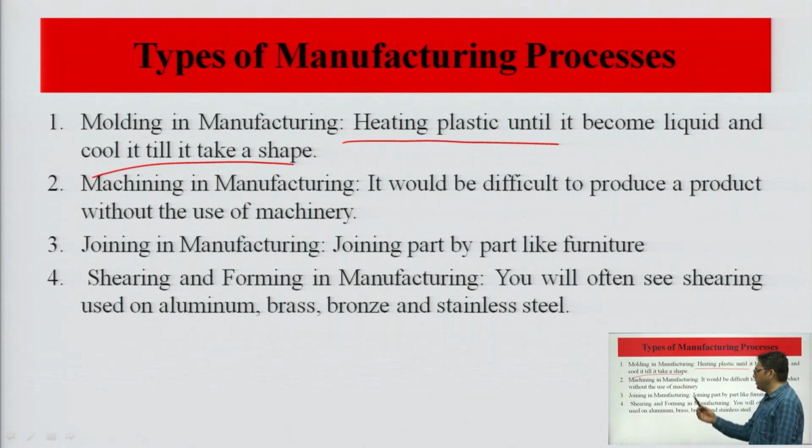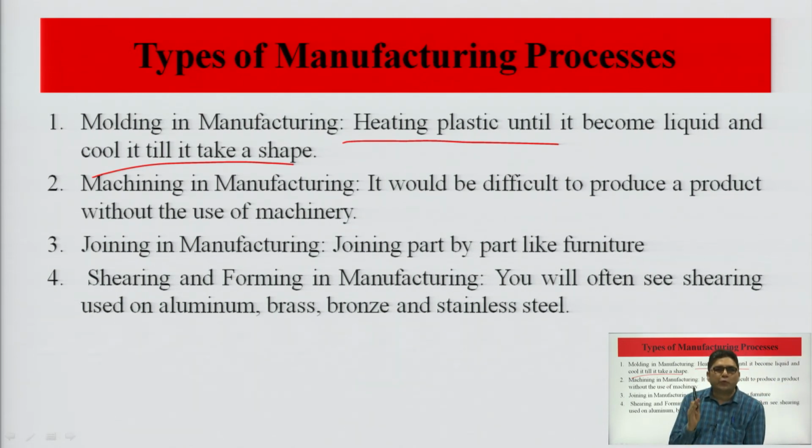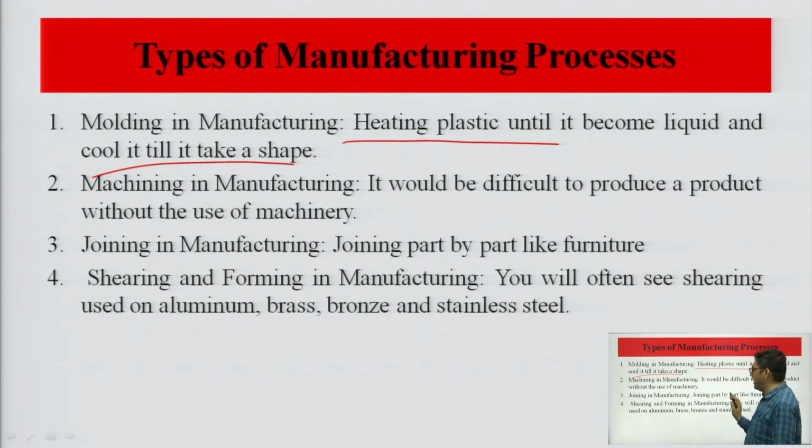Next, it is machining in manufacturing. It would be difficult to produce a particular good without the use of machinery, so we use multiple machines. You use machinery to remove something, to give a shape, or to mark something. So, in the manufacturing process, when we use several machines for cutting, shaping, or designing, it is called machining in manufacturing.